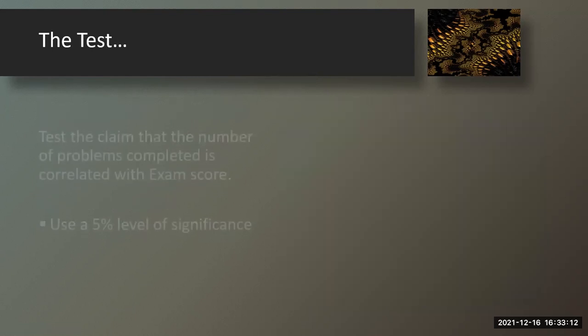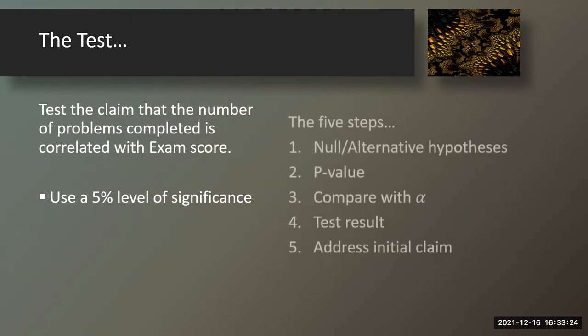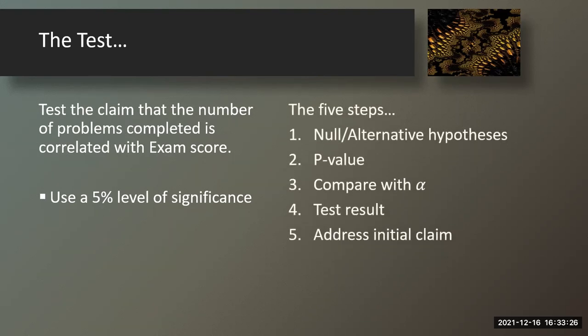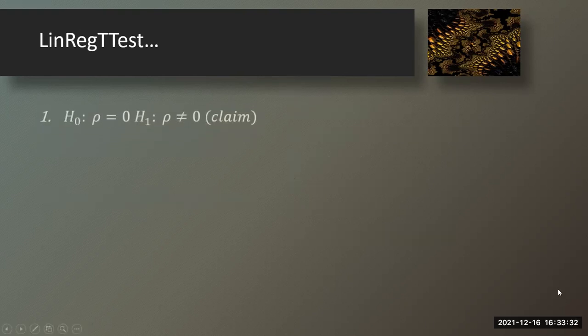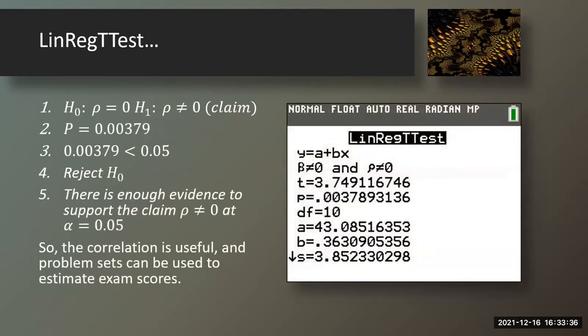Now the test part. We want to test the claim that the number of problems completed is correlated with exam score, and we'll use a 5% level of significance. The 5 steps. Let me get it all up here, actually. I'm not sure why it came up so weird.